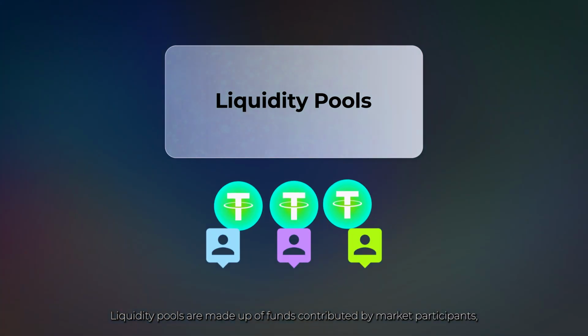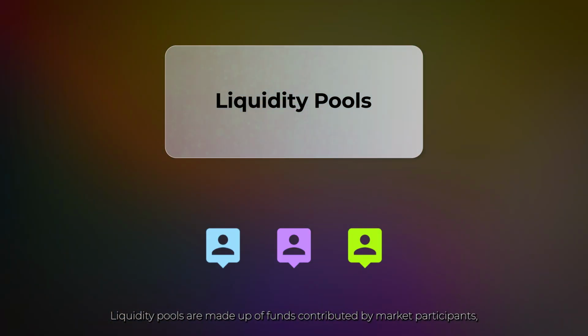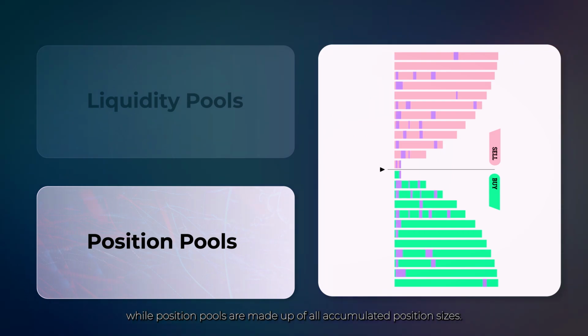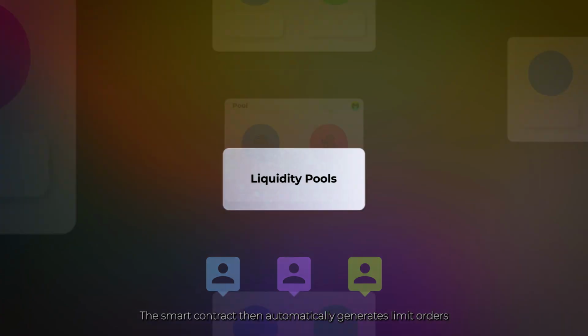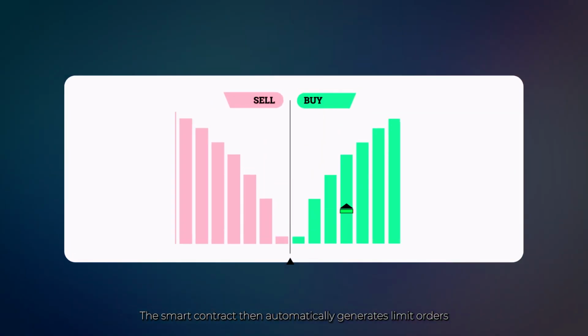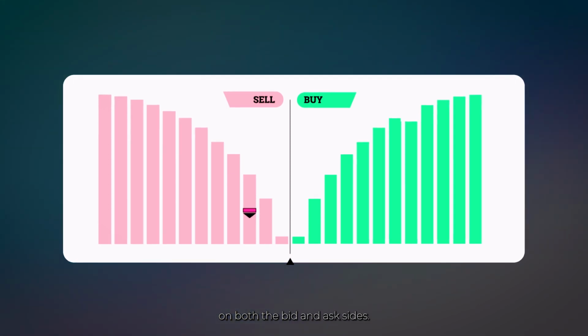Liquidity pools are made up of funds contributed by market participants, while position pools are made up of all accumulated position sizes. Users first inject funds into their chosen liquidity pool. The smart contract then automatically generates limit orders on both the bid and ask sides.